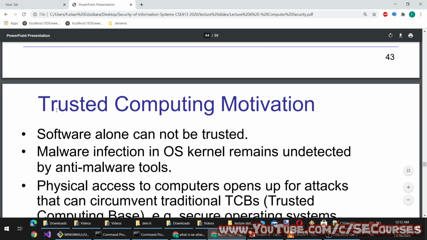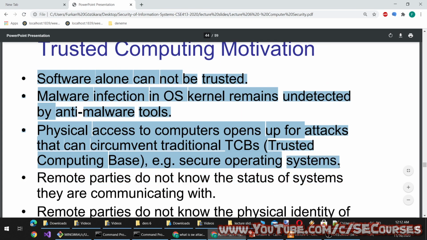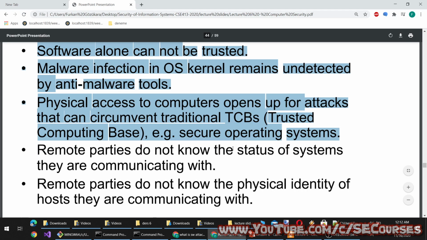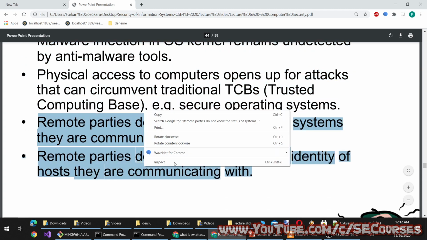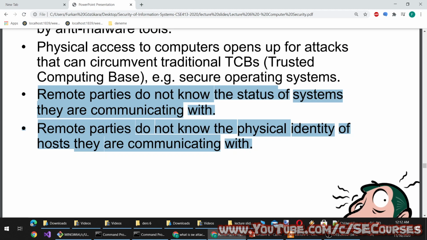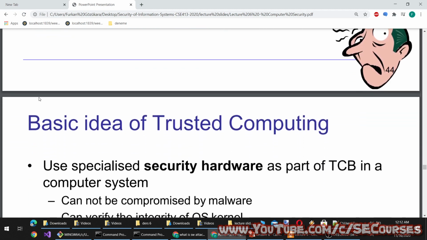Trusted computing. Trusted computing motivation. Software alone cannot be trusted. Malware infection in the OS kernel remains undetected by anti-malware tools. Physical access to computers opens up for attacks that can circumvent traditional TCBs, trusted computing base, e.g. secure operating systems. Remote parties do not know the status of systems they are communicating with. Remote parties do not know the physical identity of hosts they are communicating with.